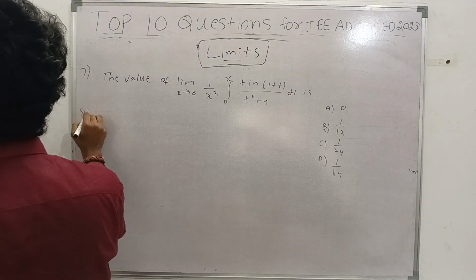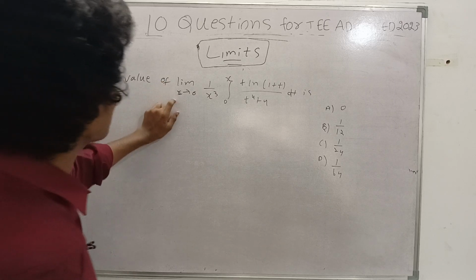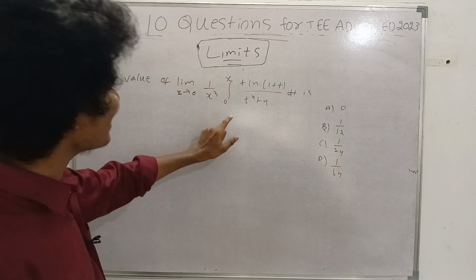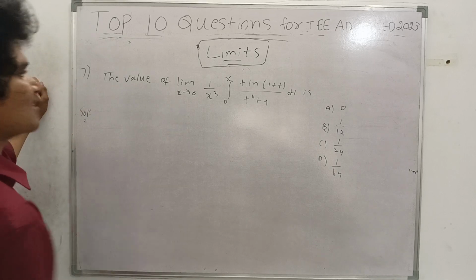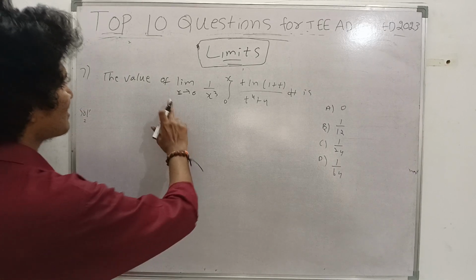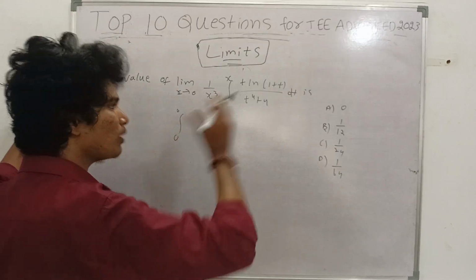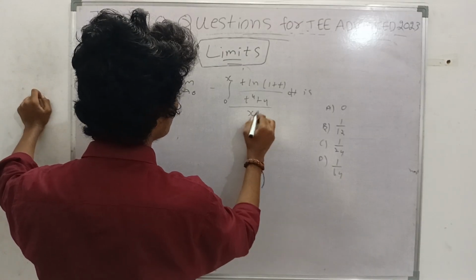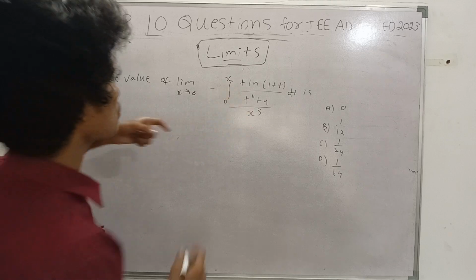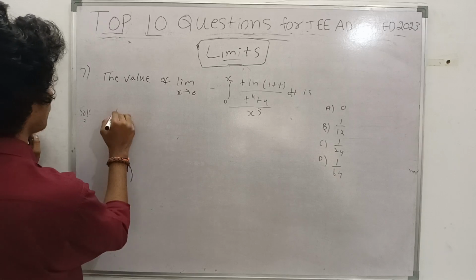So listen carefully guys. If you observe carefully, they asked the value of limit x tending to 0 of 1 by x cube into the integration of t into ln of 1 plus t divided by t power 4 plus t. When x is tending to 0, this integration is from 0 to 0. Anything integrated from a to a will be 0 only. So this part is 0, and this part is simply divided by x cube, so this is also 0. So what is the form here? 0 by 0 form. So if it is 0 by 0 form, I can apply the L'Hopital rule.